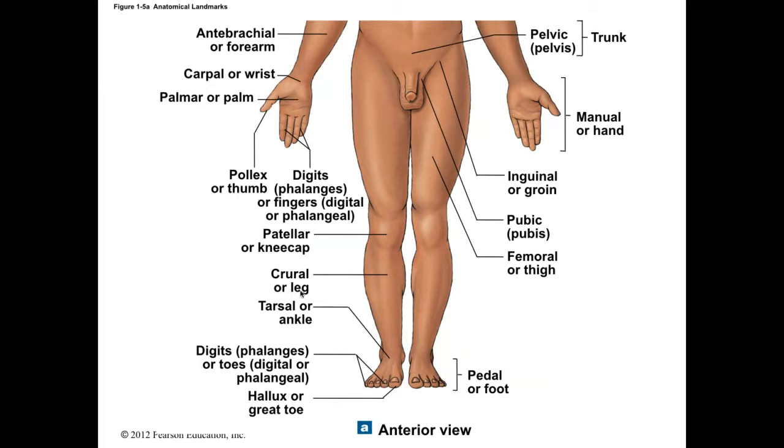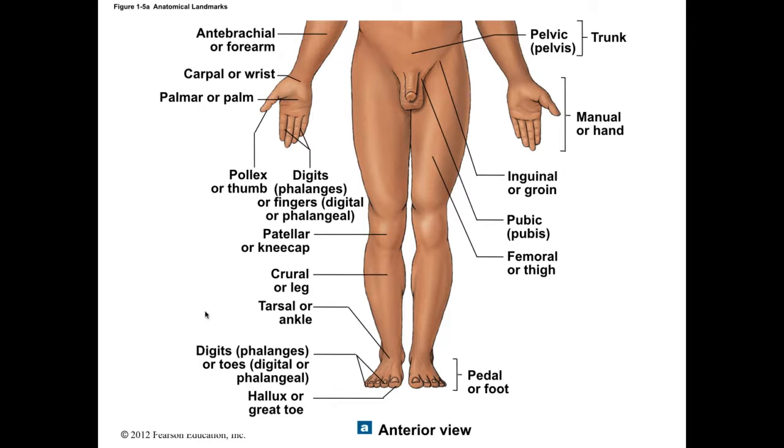Now, if we skip all the way down, the foot is called the pedal, like pedal. If we look at the ankle joint, the ankle is called the tarsal. Remember, the wrist is called carpal. At the foot, it's called tarsal. The toes, again, are called phalanges. But the great toe has its own unique name called the hallux or hallucis. So the great toe is the hallux or hallucis, but the thumb is called pollex or pollicus.